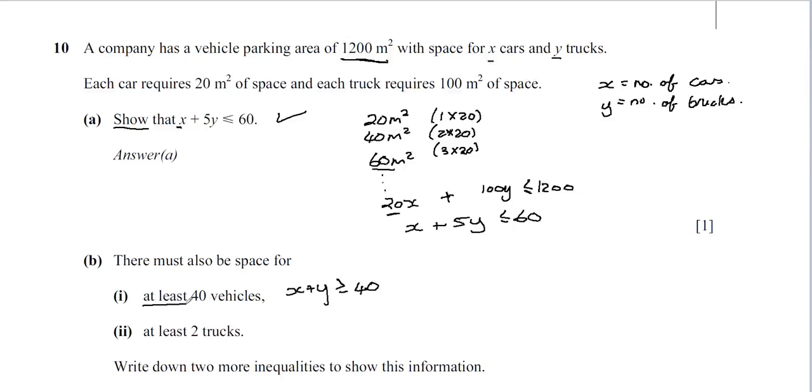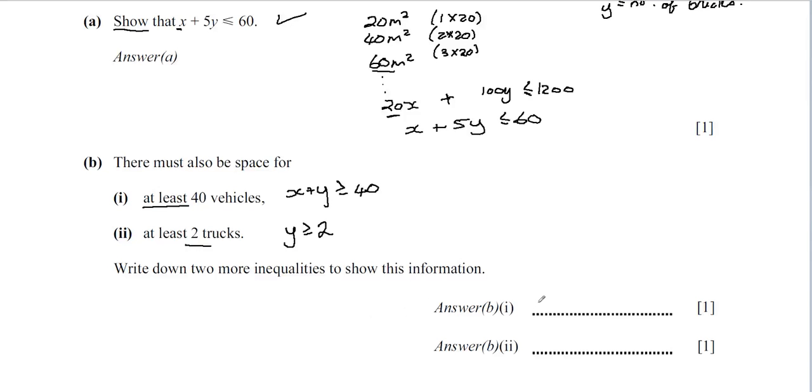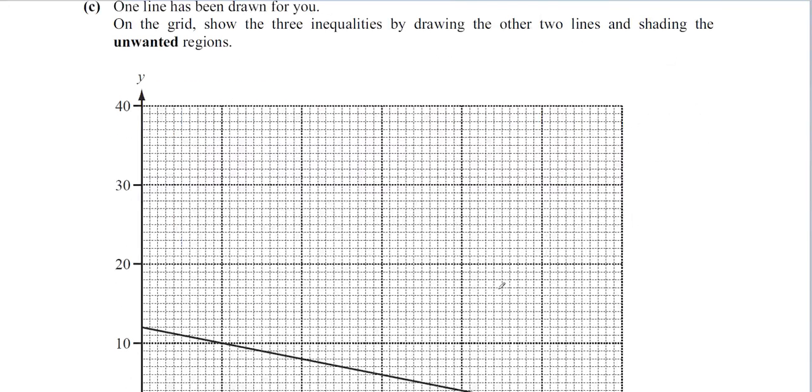The keyword is at least 40. If someone said to you, bring at least 10 cars to a party, you would bring 10 cars or more. You wouldn't bring anything less than 10. At least 40. At least 2 trucks. Y represents the number of trucks, so the number of trucks must be at least 2, or greater than 2. Okay, so those are our inequalities. X plus Y must be greater than or equal to 40, and Y must be greater than or equal to 2. Now we've got to plot these on this graph.